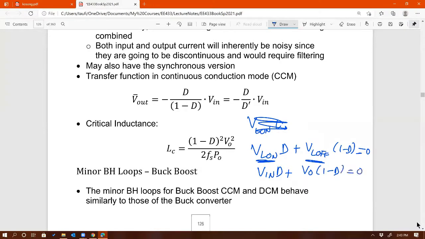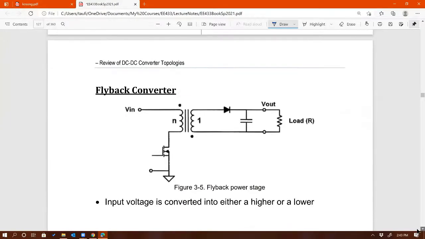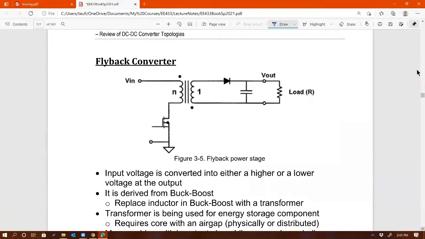Okay, and then if you do the algebra, you get this equation for the transfer function right there. The minor loop is going to be the same as before, so I won't go through that. Okay, next is the flyback.